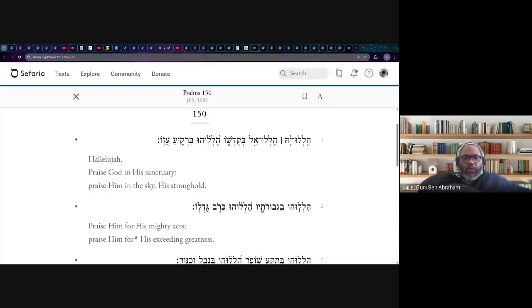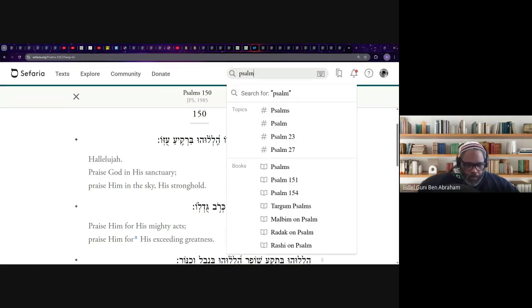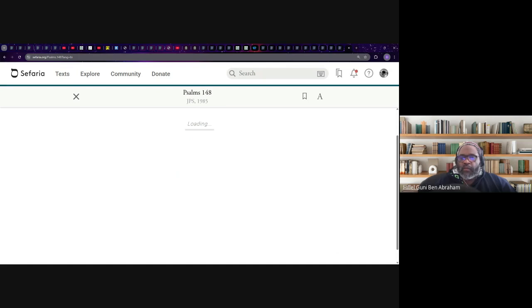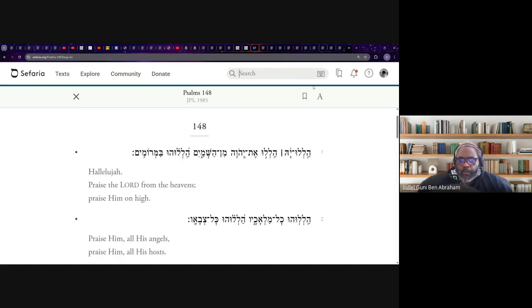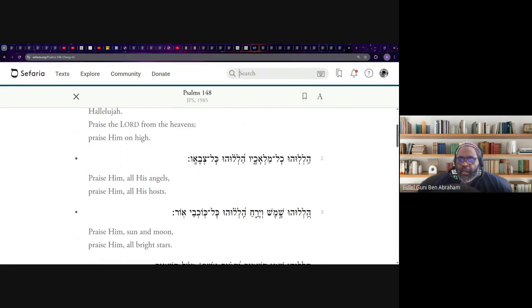Because Psalm 150 is the most obvious one, but it's got a cholem. I want to find one that has a kamatz in it. There's about 100 verses in the Bible that have kol. So let's go see Psalm 148, what it says. I'm just looking for an example here. Just bear with me. Let me move my screens around. Okay, just bear with me. I'm looking. There it is.